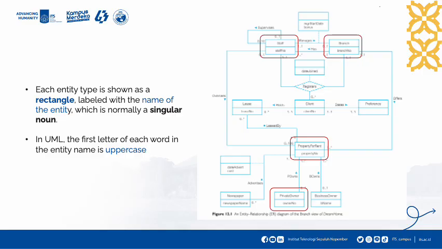In UML, usually the first letter of each word in the entity name is uppercase. So you can see here Staff, the S is uppercase, and Branch. If the name contains more than one word, for example PropertyForRent, each of the words starts with an uppercase letter.